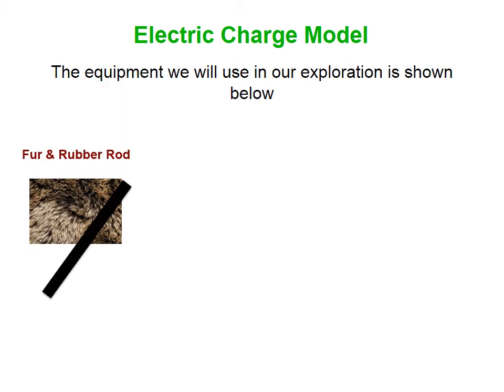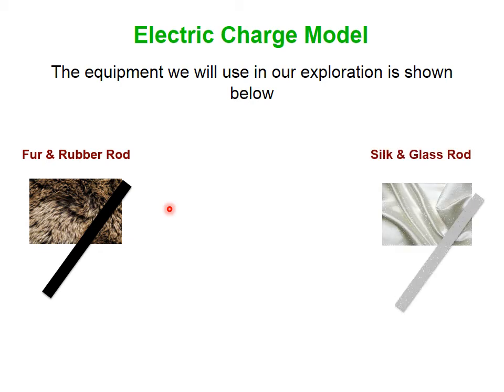The equipment we will use in our exploration is shown below. There's the fur and rubber rod. That's our standard: rubbing the rubber rod with fur produces a nice negative charge on the rubber rod. Remember, it always has positive charge too, but those don't move. So it gets an excess of negative charge by rubbing it with fur. The fur will actually lose negative charge, the conservation of charge.